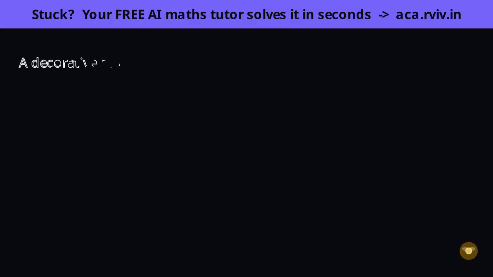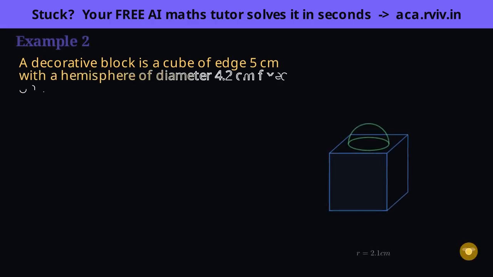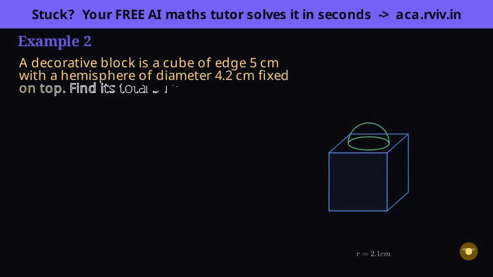That dome on top of the cube quietly covers a circle of the cube's face, so we lose a flat circle but gain a curved dome. Watch how those two changes almost cancel.